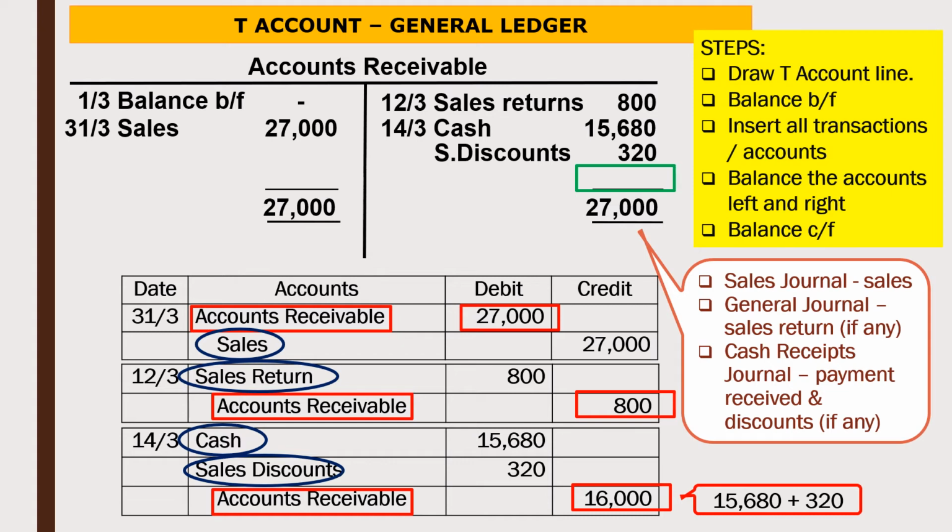And the last step is to write down the balance carry forward. So, the balance carry forward dated 31st March amounting to 10,200. So, the missing figure is 10,200. And on 1st April, the balance brought forward is 10,200.